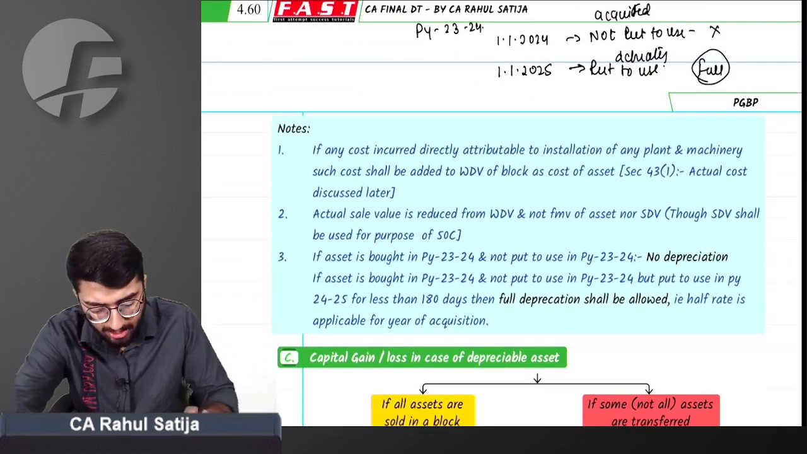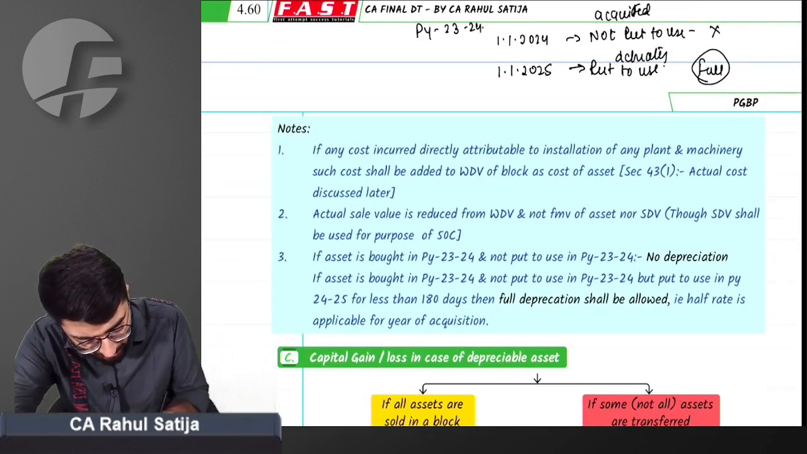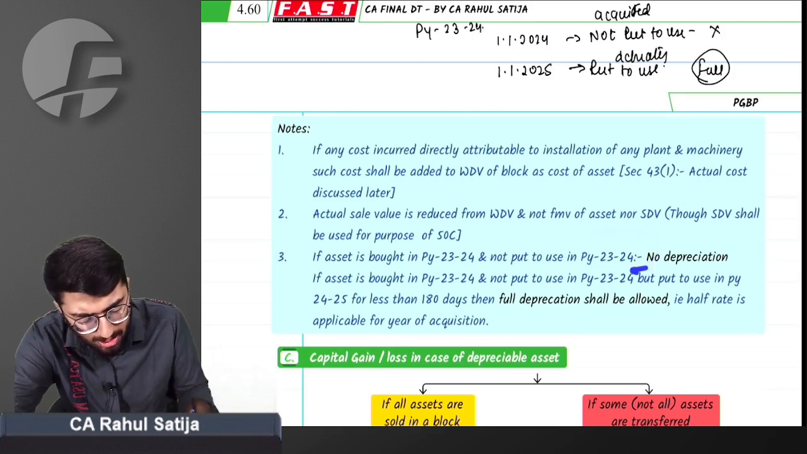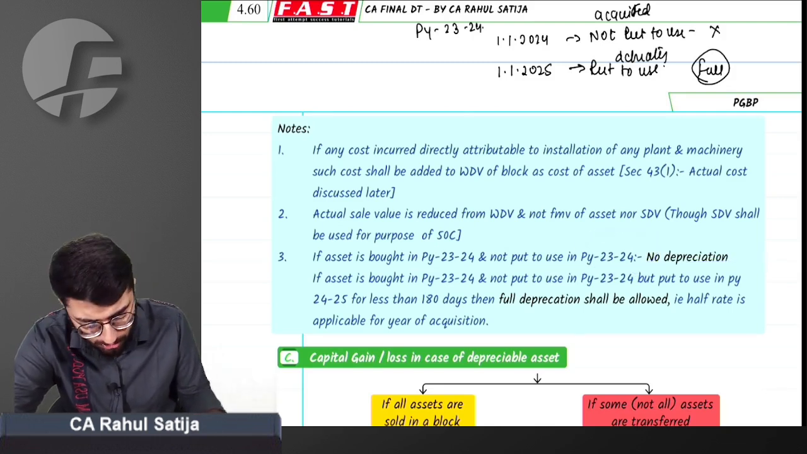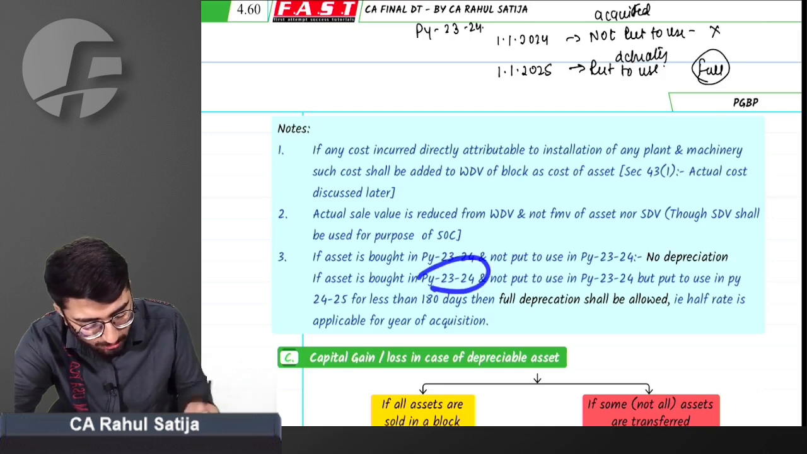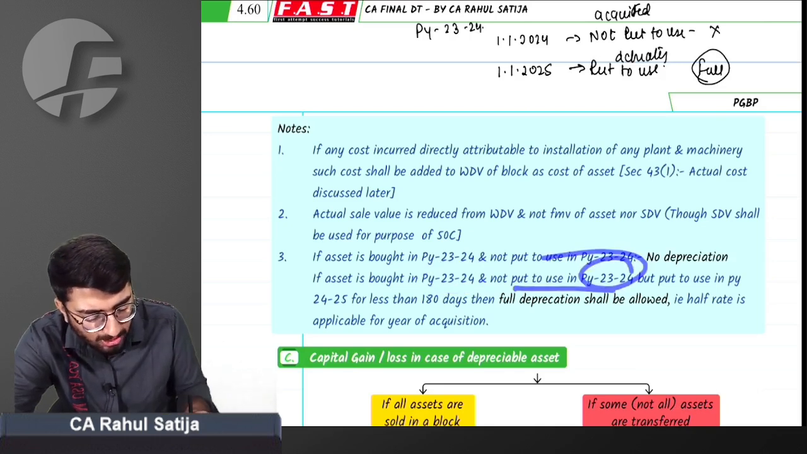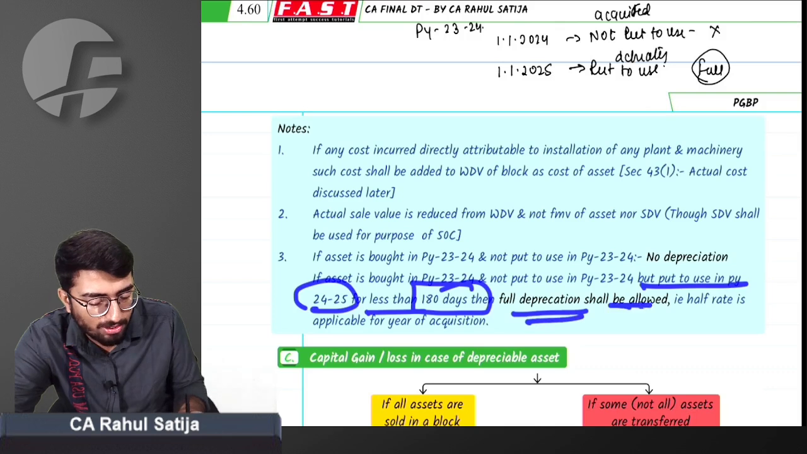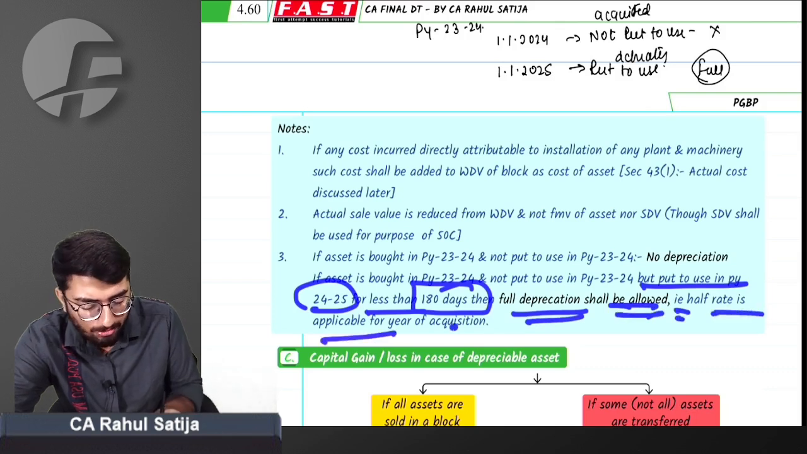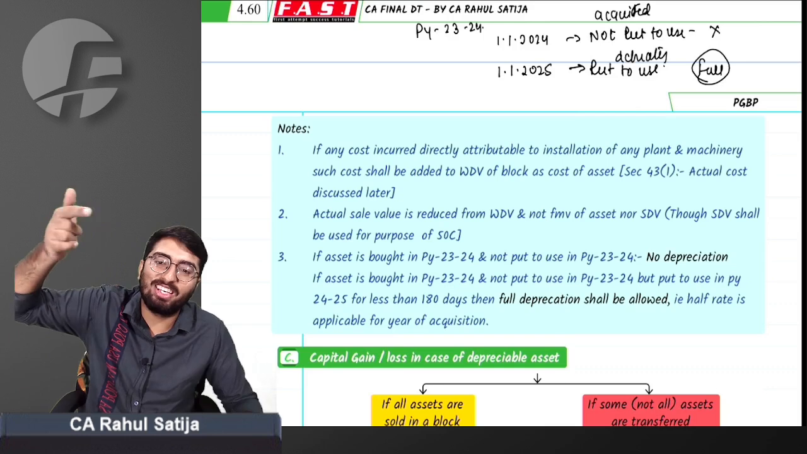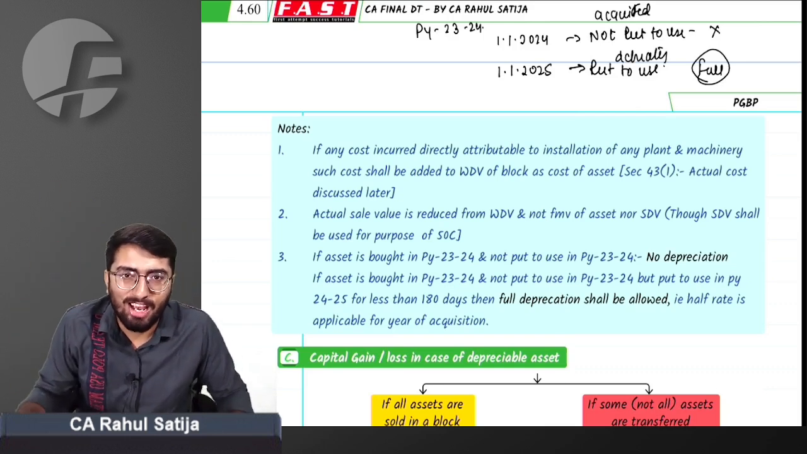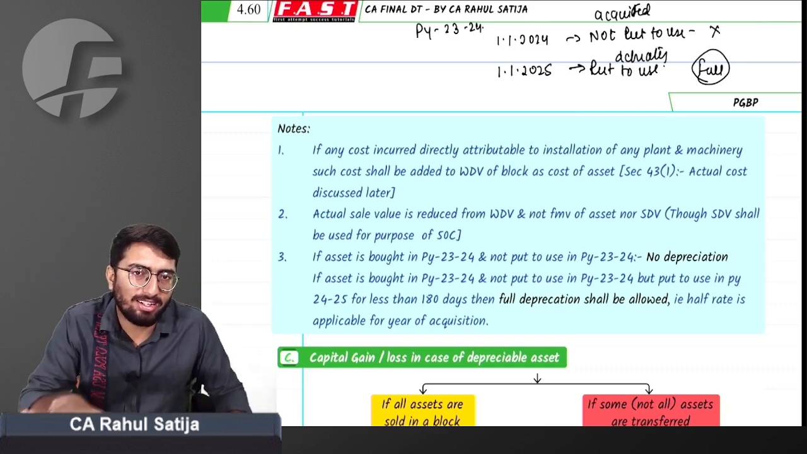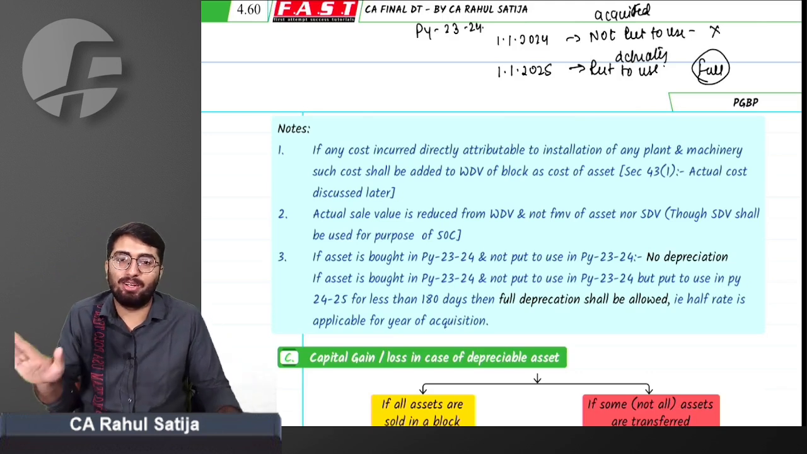If you read this, you will get a better idea of what it says. If asset is bought in previous year 23-24 and not put to use in previous year 23-24, no depreciation will be allowed since asset is not put to use. If asset is bought in previous year 23-24 and not put to use in 23-24, but put to use in previous year 24-25 for a period less than 180 days, then full year depreciation shall be allowed. That is, half rate is applicable only for the year of acquisition. For subsequent years, full rate will apply. Got this point or not?